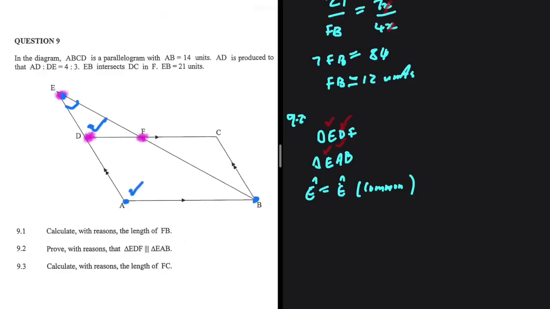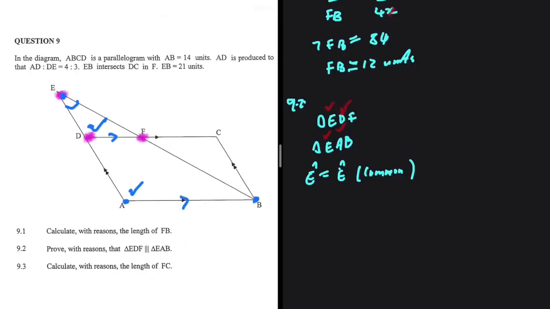Which reason can we use? We can see that the line DF is parallel to the line AB. So angle A is corresponding to angle D. So we're going to say that angle D is equal to angle A. This is corresponding angles. So we have corresponding angles because DF is parallel to AB.